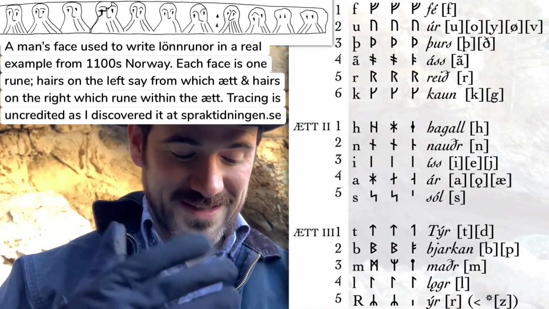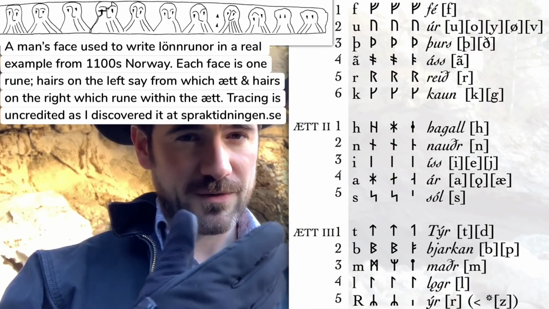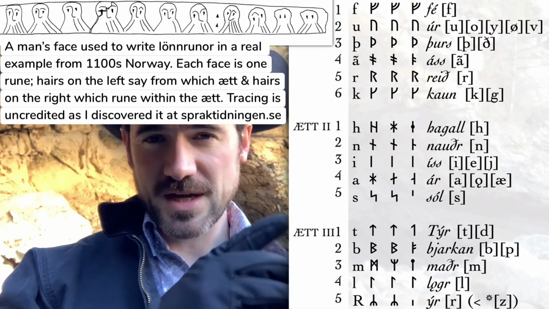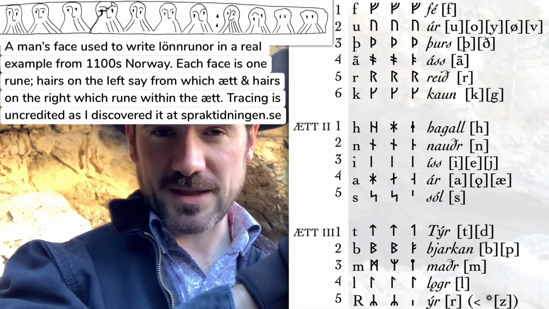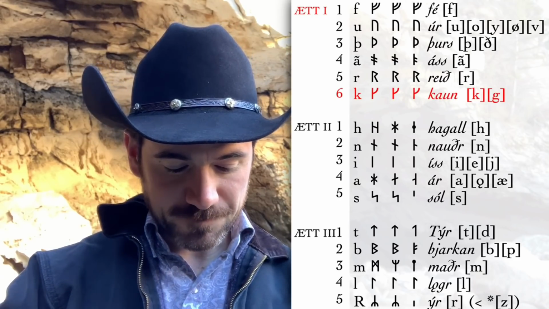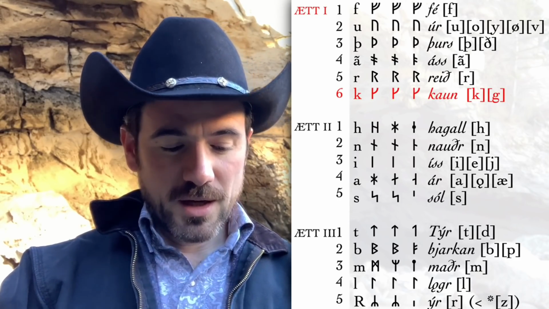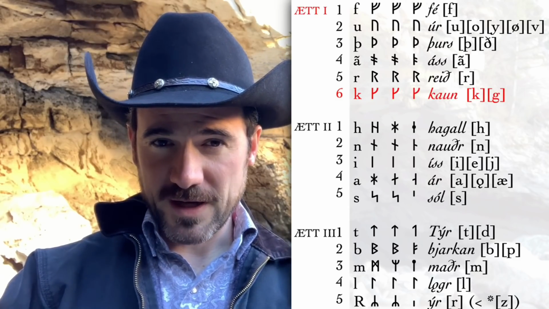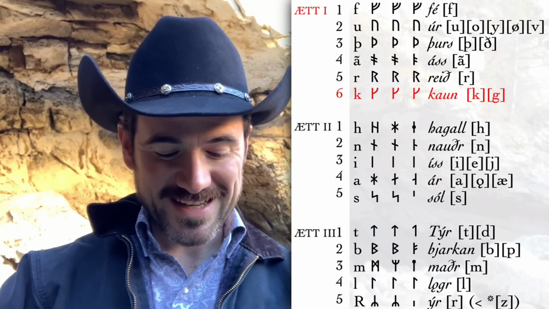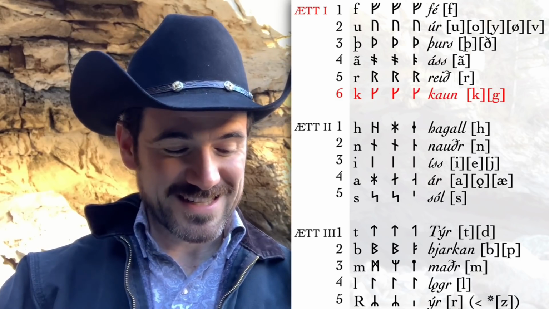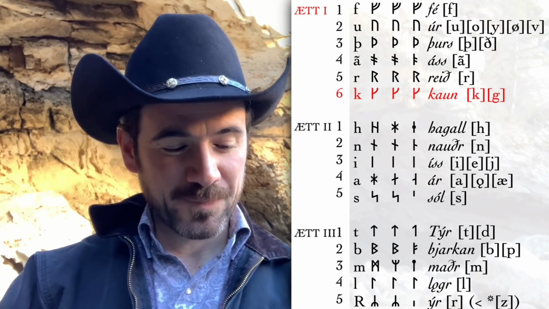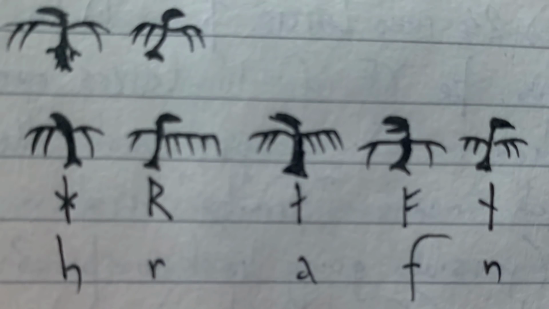And then on the right side, you put a number of lines, or whatever drawing you're coding this as, that equals the number that that rune is in the ætt. So for example, if you want to write Kaun, the K rune, you write one line on the left because it's from the first ætt, but then you draw 6 lines on the right because it is the 6th rune in that ætt. So here's my own whimsical take on it, showing you the word raven with the number of feathers on the bird's left or right wing representing the Lunruner code.